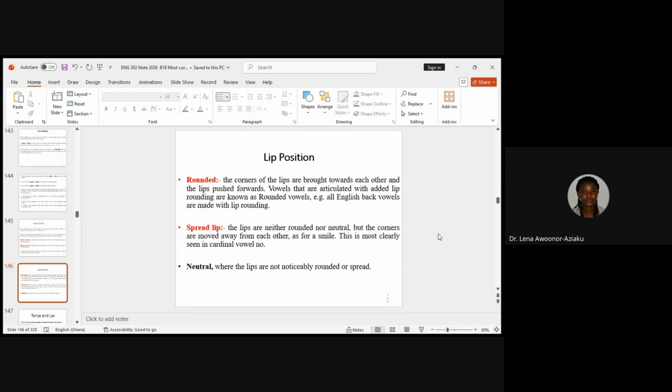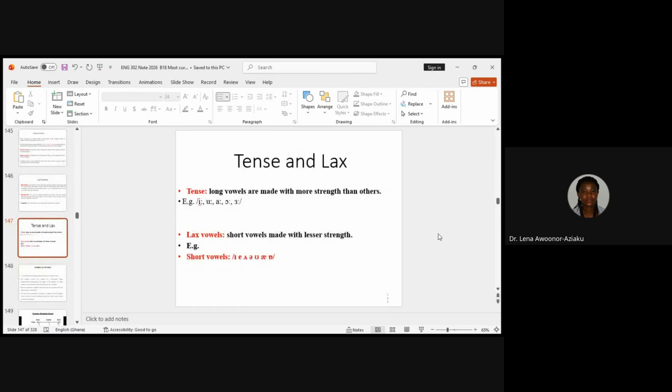So there are 2, rounded or unrounded. If it is not rounded, then it is either spread or neutral. So the unrounded is divided into 2, spread and neutral. If you are rounding your lips when you are speaking a vowel, we say it's rounded. If you are not rounding, then you're either spreading or neutral. There are some where you spread the lips, some where the lips are neutral.